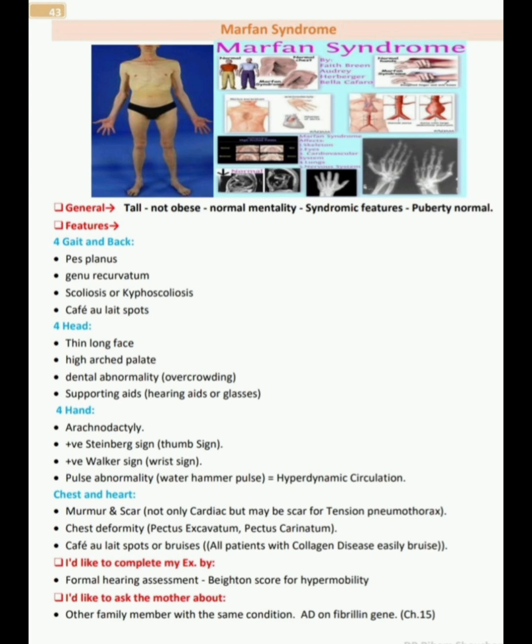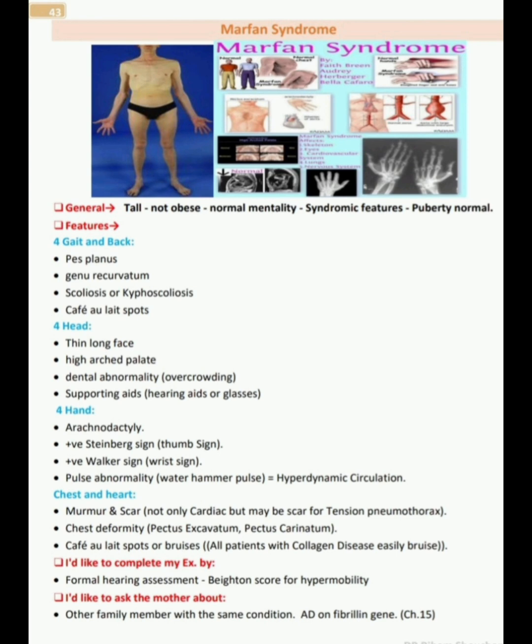If we check the gait and back, we find 4 findings: pes planus, genu recurvatum, scoliosis or kyphoscoliosis, and café-au-lait spots. These are the 4 features we find in gait and back. Now if we check the head in Marfan syndrome, we find 4 features. Number 1, a thin long face, then a high arched palate, dental abnormality, that is overcrowding, and supporting aids, that is hearing aids or glasses.